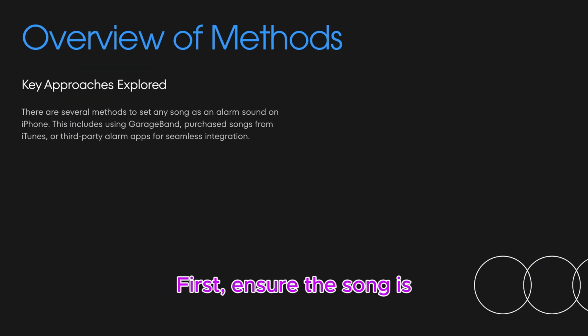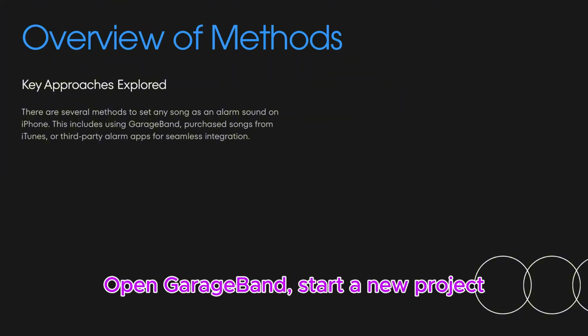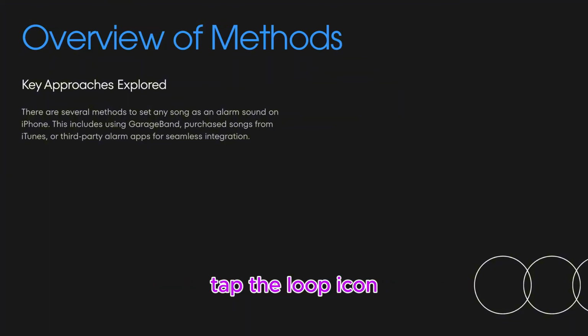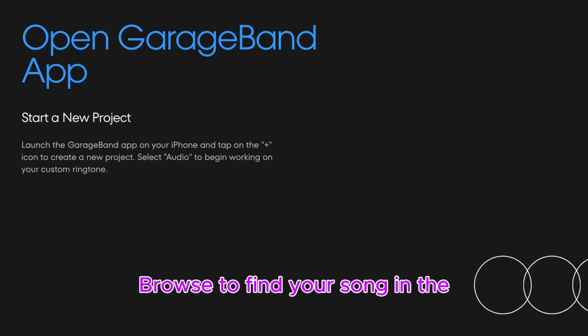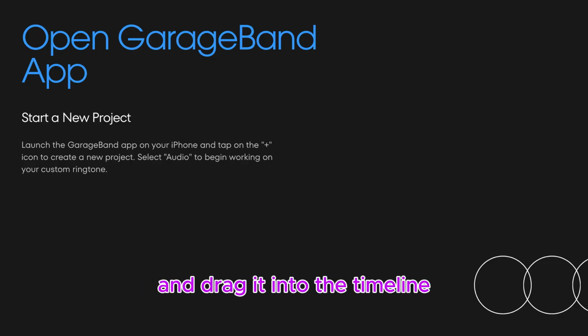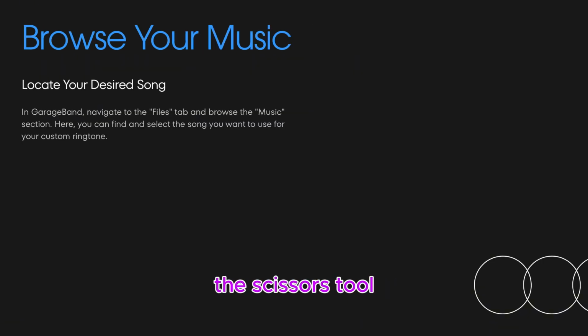First, ensure the song is downloaded in your Apple Music library. Open GarageBand, start a new project, tap the loop icon, and switch to the Files tab. Browse to find your song in the Music section and drag it into the timeline. Trim the song to a 30-second clip using the scissors tool.